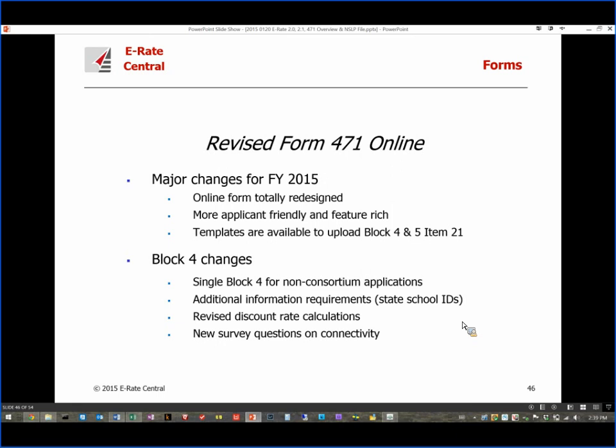Additional information is required, and I think for some schools and libraries this may be an issue, minor, but maybe an issue. There have been revised discount rate calculations, and there are a variety of new survey questions, and the survey questions are causing a little bit of confusion at the present.